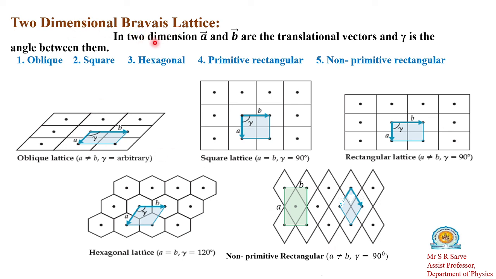So what we have learned from this is that in two dimension there are five Bravais lattices. First is oblique, second is square, third is hexagonal, fourth is primitive rectangular, and fifth is non-primitive rectangular. So here we'll stop now. This is about the two-dimensional Bravais lattices.